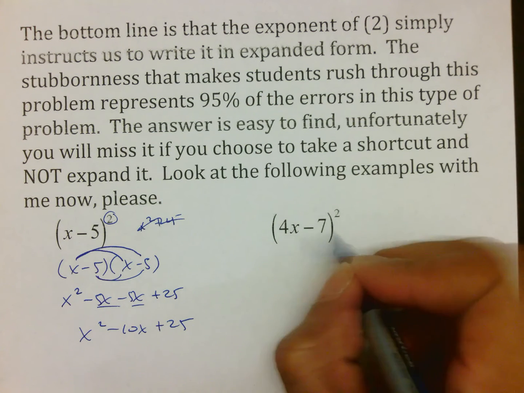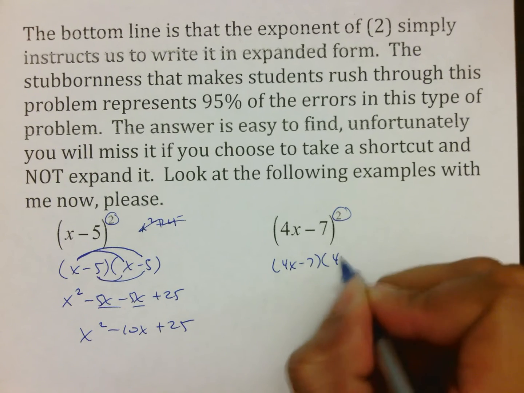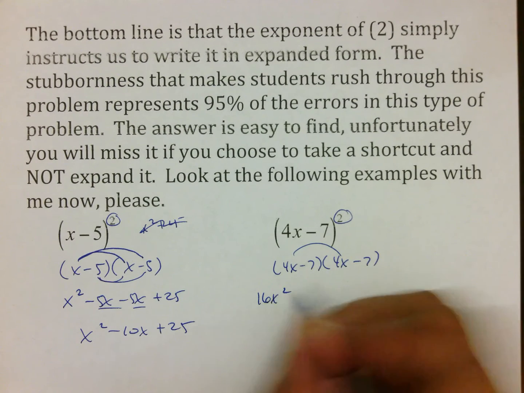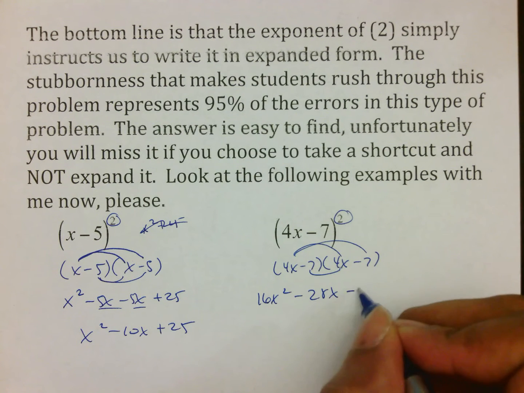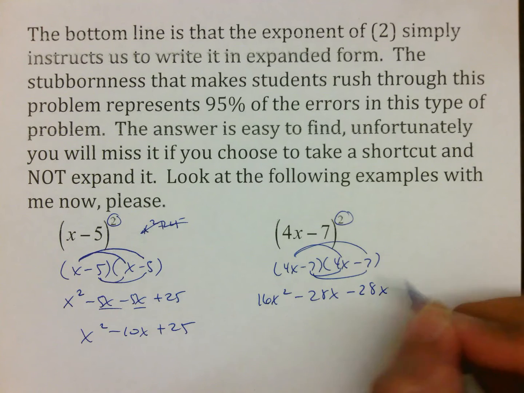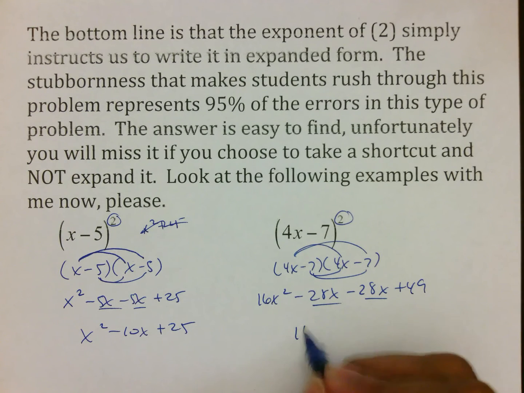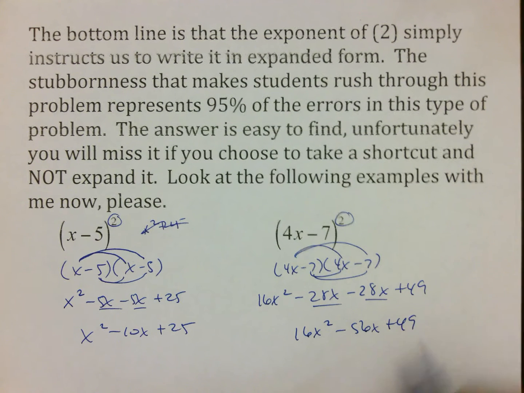Same thing, when you see 4x minus 7 squared, it means write 4x minus 7, 4x minus 7. From there, multiply it out. 16x squared minus 28x minus 28x plus 49. Put your like terms together, you get 16x squared minus 56x plus 49.